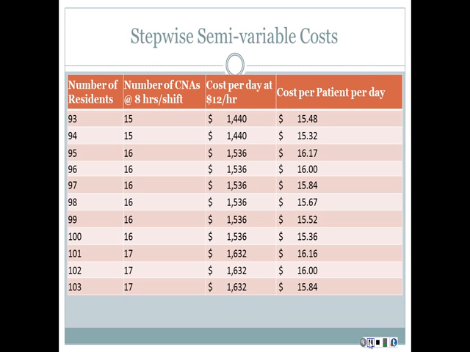So there are times when it's in a stepwise fashion like this, we need to manage our census carefully so that we don't put the organization in jeopardy by adding that one more resident if they're at that threshold of having to bump up the number of staff needed to care for them, or some other costs that might be affected in a similar stepwise fashion.